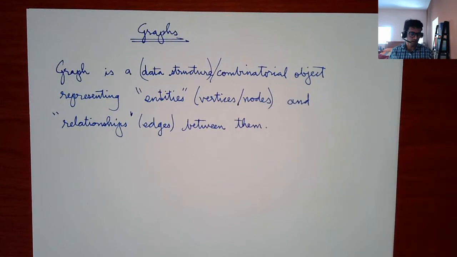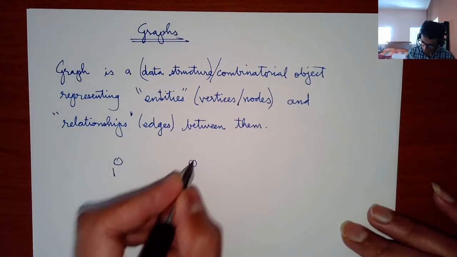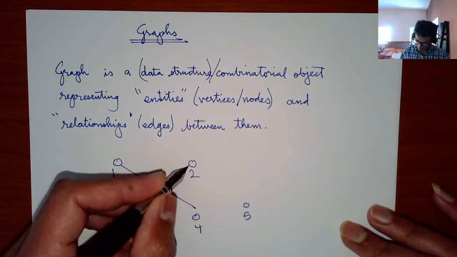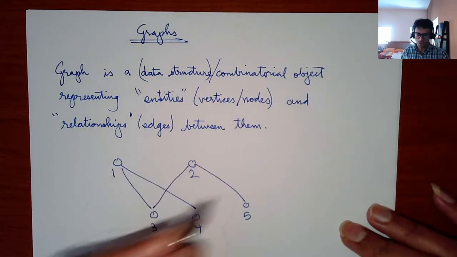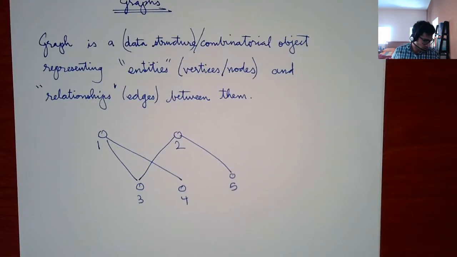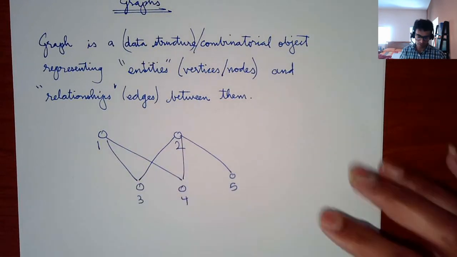So the way to think of it is, I'm going to draw a picture. So you could have a bunch of nodes or vertices labeled 1, 2, 3, 4, 5. And then you have these edges between them. You shouldn't think of this as being represented in the plane. This is just an abstract representation of this graph. Okay, so you may have something like this.